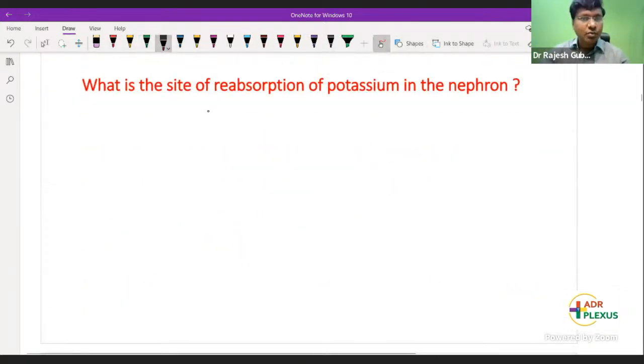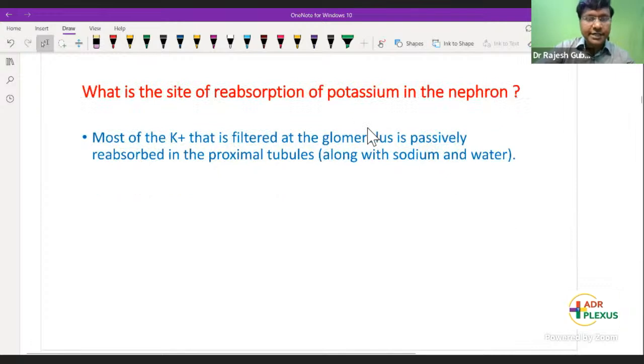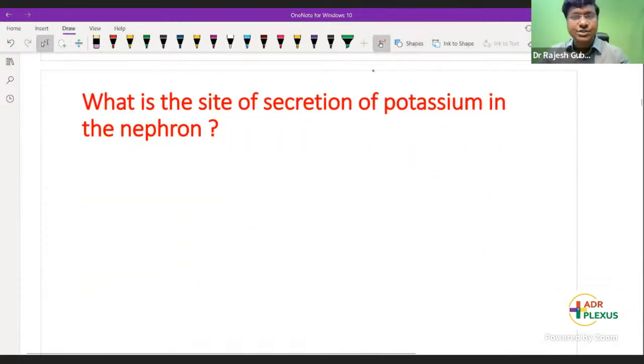yes, answer this. What is the site of reabsorption of potassium in the nephron? Yes, who will be the first person to answer this question early in the morning? Very good, Vishnu. Vishnu is very, very active. So it is the proximal convoluted tubule. Proximal convoluted tubule is the site where there is reabsorption of the potassium, right? And please tell me the next question, Vishnu. What is the site of secretion of potassium in the nephron?